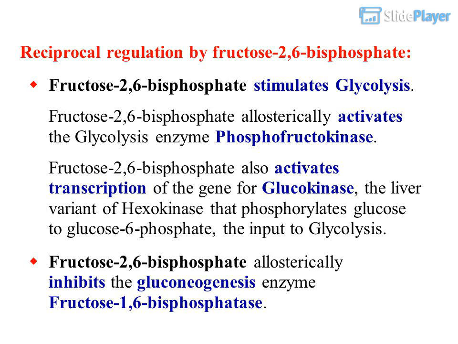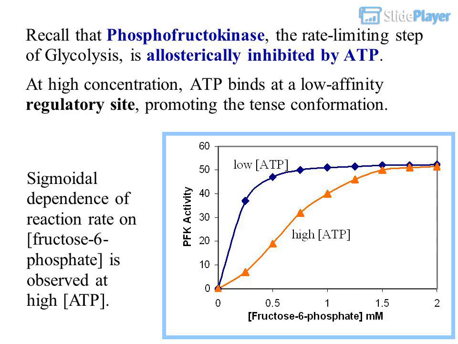Fructose 2,6-bisphosphate stimulates glycolysis. It allosterically activates the glycolysis enzyme phosphofructokinase. It also activates transcription of the gene for glucokinase, the liver variant of hexokinase that phosphorylates glucose to glucose 6-phosphate, the input to glycolysis. Fructose 2,6-bisphosphate allosterically inhibits the gluconeogenesis enzyme fructose 1,6-bisphosphatase.